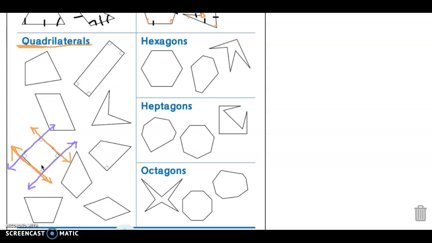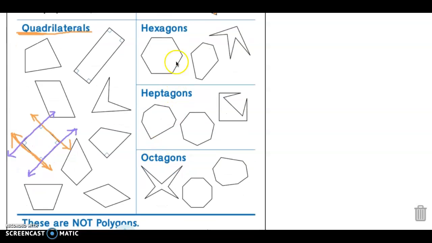So a shape can have many different names based on its characteristics and its attributes, based on what is happening with this square or this shape, whatever it has, this polygon. Because a polygon is what? It has 3 or more sides and they're all closed.